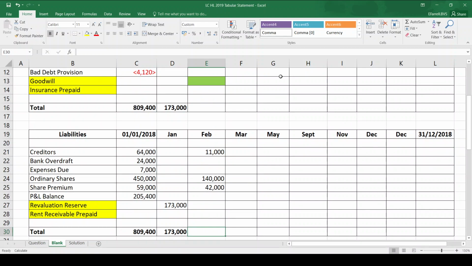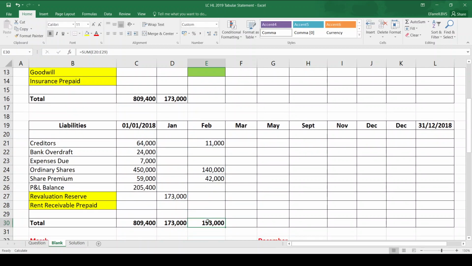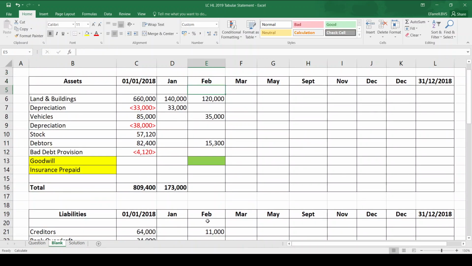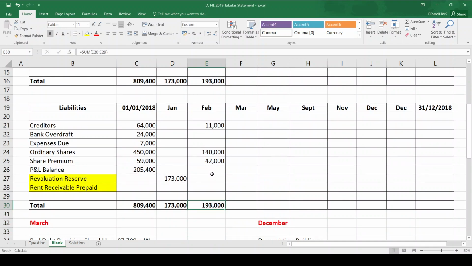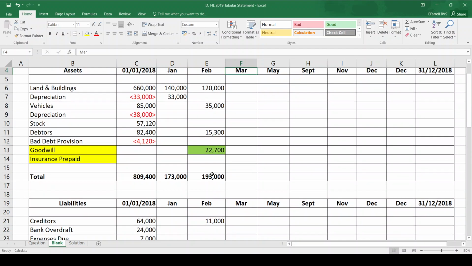So now we total the liabilities. They come to 193,000. At the moment, our assets come to 170,300. So the difference between 193,000 and 170,300 will go into goodwill, which is 22,700. So the balancing figure, and that's why I have it highlighted there, the balancing figure will always go into goodwill. So I just total the assets. So each month I'm going to total my assets and total my liabilities to make sure that they add up to the same figure.